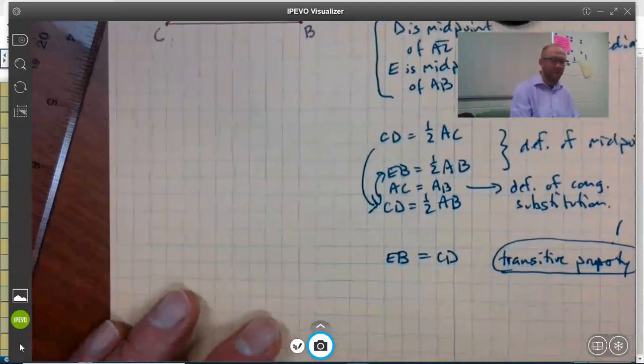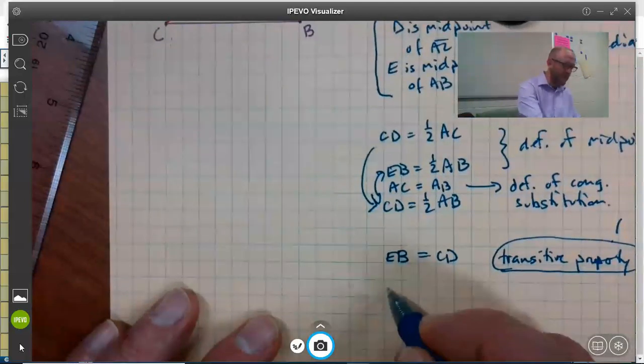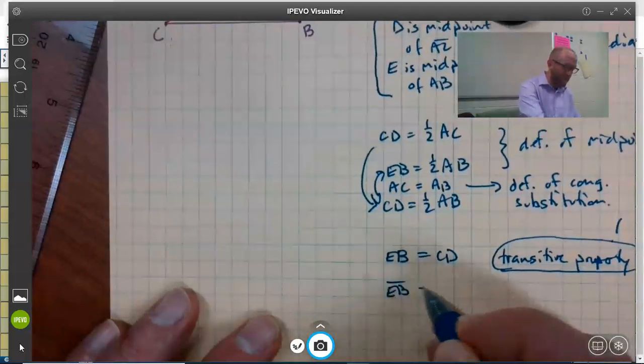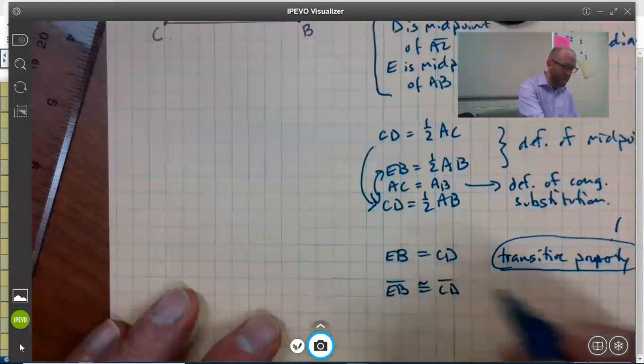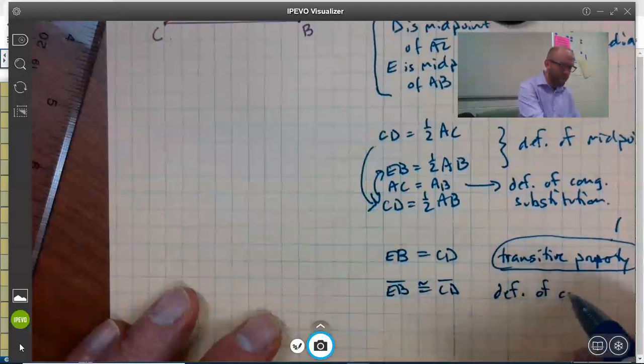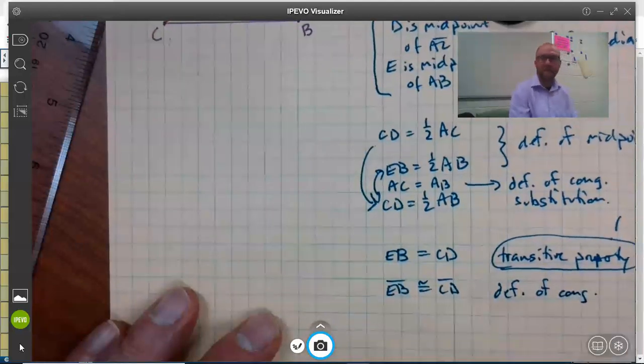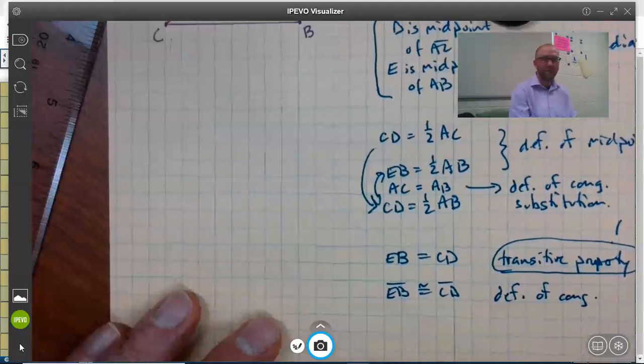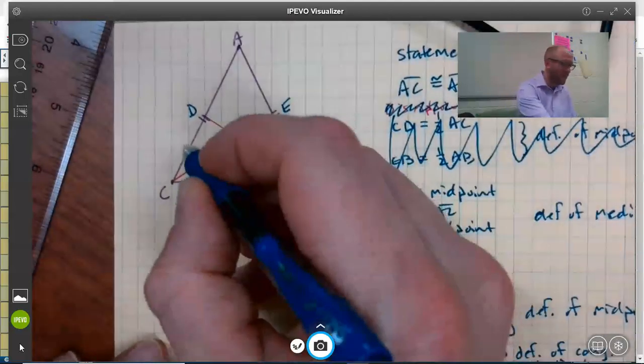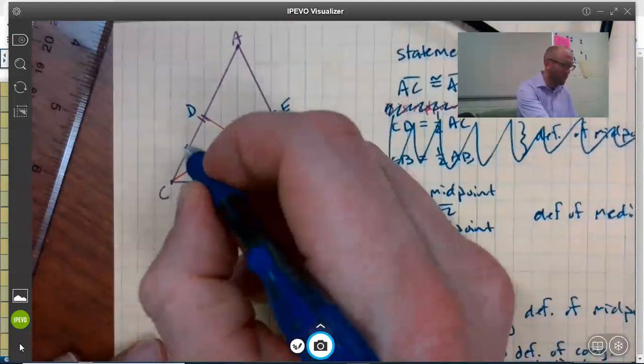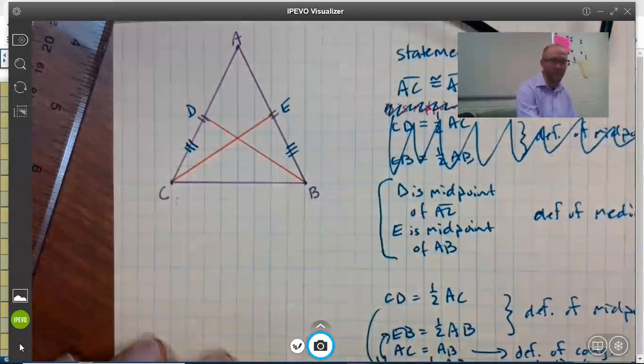Okay? And therefore, if EB is equal to CD, then segment EB must be congruent to segment CD. And that is the definition of congruent again, right? That's what it means to be congruent. So let's go back. We now know that this segment here is congruent to this segment here.